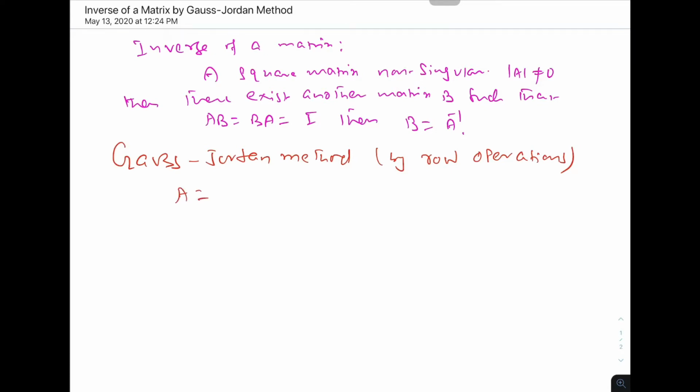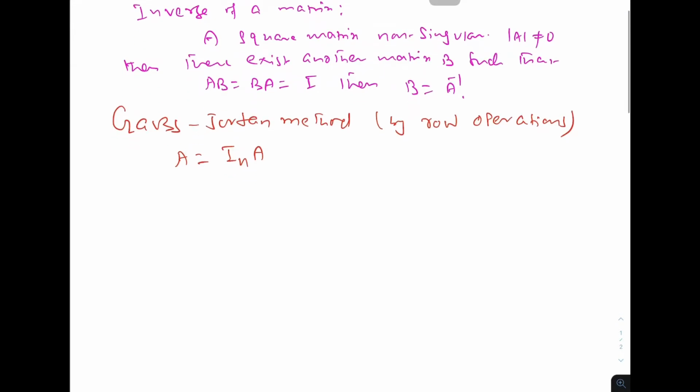So first we are given A, we write here A as I into A. Here if you even do not check whether the matrix is singular or non-singular is not required. During the process, if the matrix is not invertible, we can find out also. Then we apply the elementary row operations.